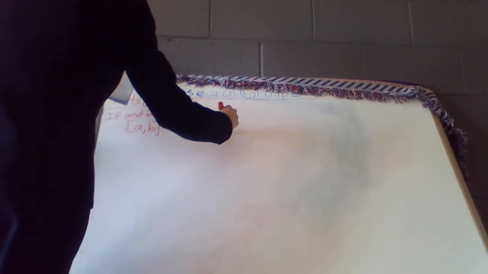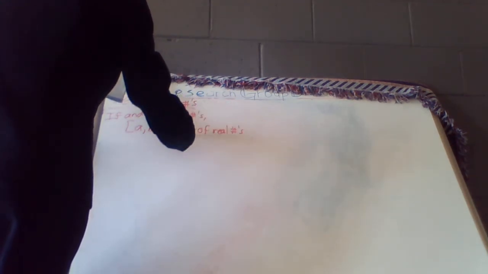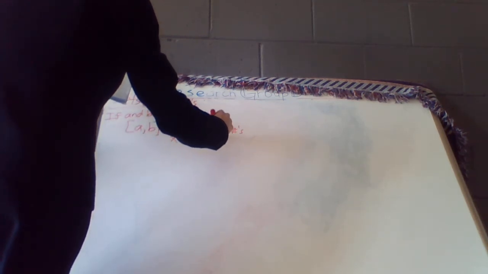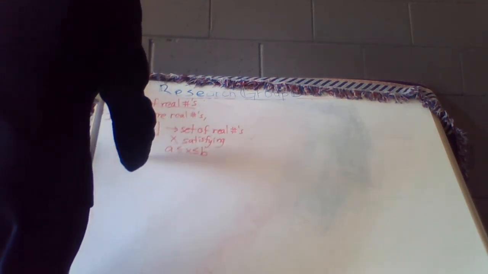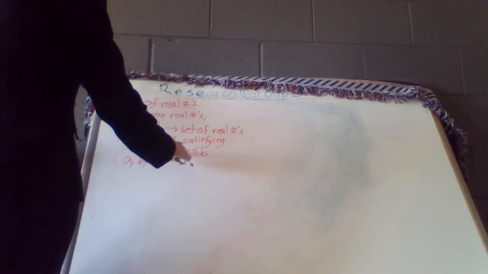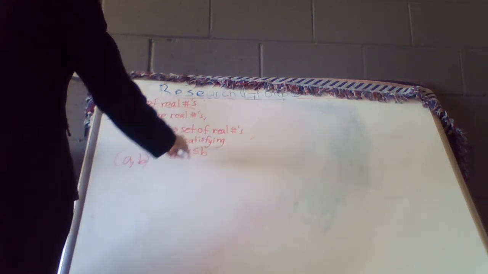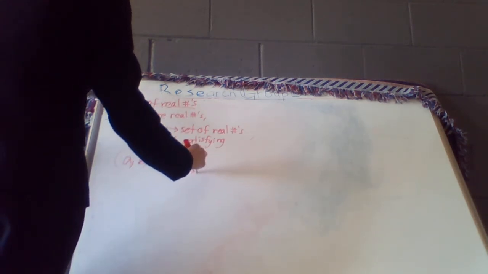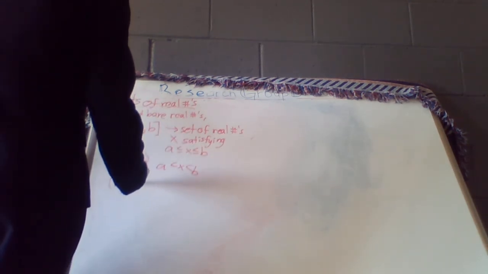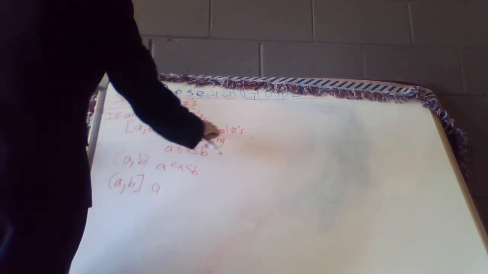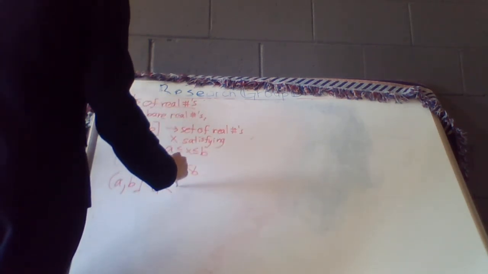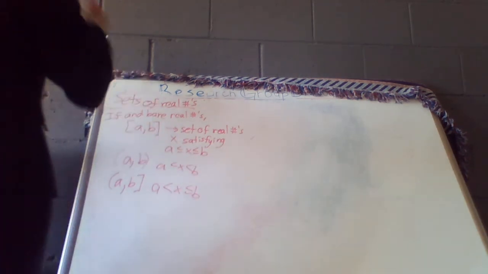So this is the set of real numbers X satisfying that A is less than or equal to X is less than or equal to B. If you do it open, then that means that you have not a strict equality here, then it will be the set of real numbers X satisfying A less than X less than B. And then you can have part of it open, and then that will mean, like this one for example, would be the set of real numbers X satisfying A is less than X is less than or equal to B, etc., etc.